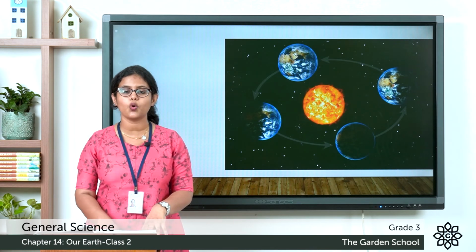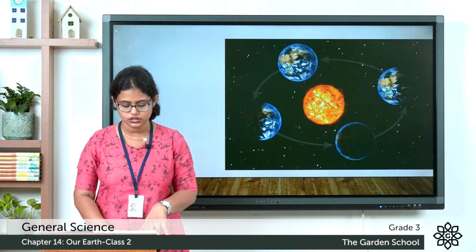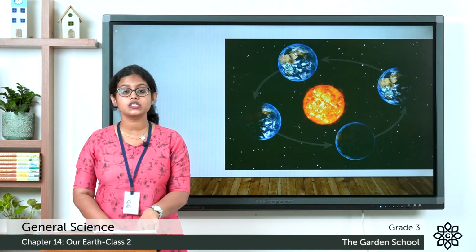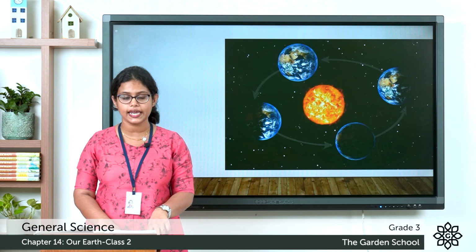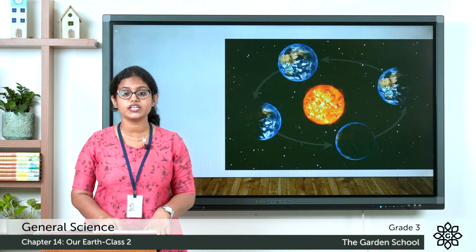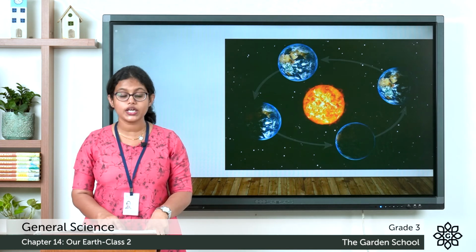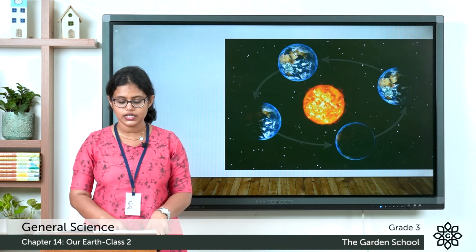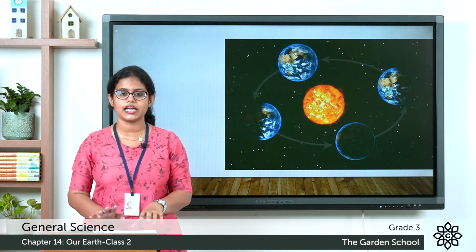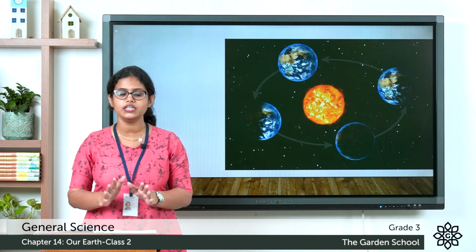The next one, that is Remember. It tells you about what we have learned in this chapter. Earth has living things, and it is made up of land, water and air. Then there are two movements, rotation and revolution. Rotation causes day and night, and revolution causes seasons. So that is all about the summary of the chapter.